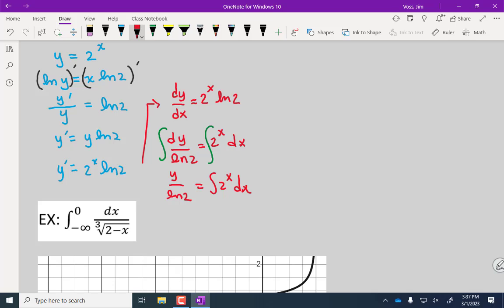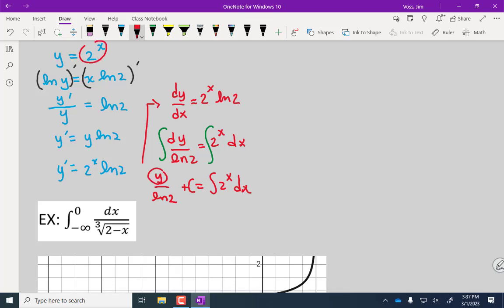And then we go back and substitute what y was equal to. Y was equal to 2 to the x. So we get 2 to the x divided by natural log of 2. And we will have to put a constant of integration in there. So let's just slide that over and put a plus c just to be complete. And everybody see that y is equal to 2 to the x, so that's going to go right in there.